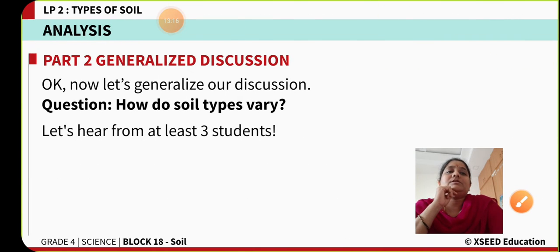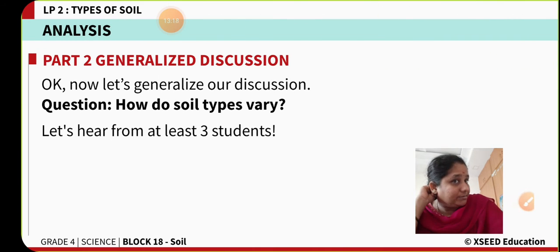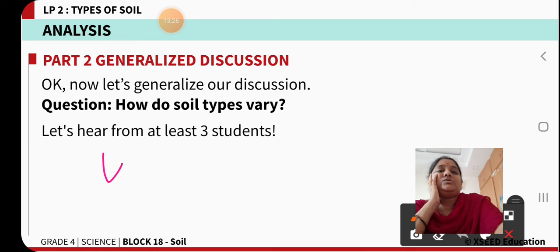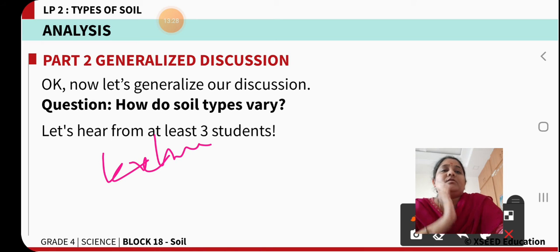How do soil types vary? On what basis are these soil types varying? Already you filled in the table. One is based on their texture. The second one is based on their particle size.